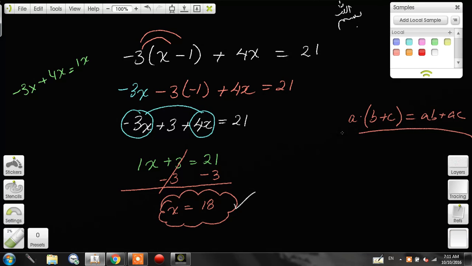And so next time we're going to take more complicated examples of equations to solve. Until then, I hope you've mastered this.